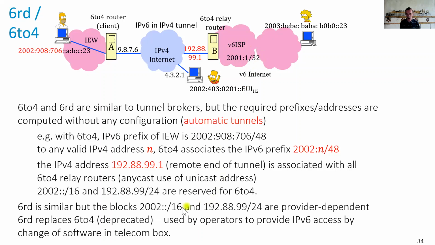So what is done today is that we keep the same idea, but those blocks here are provider dependent. For example, Swisscom allocates a block, which is the block like 2002 for the 6RD block, and an IPv4 block also. And those are blocks inside the Swisscom set of addresses. So they will do this only inside Swisscom. If you're a Swisscom customer, you will receive IPv6 service over IPv4. And in fact, this is how Swisscom and Sunrise, as far as I know today, provide IPv6 service, through some software in your modem that will do the 6RD thing.